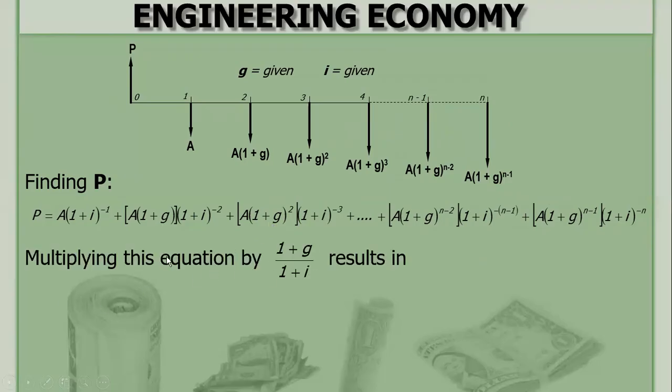Next, we multiply this equation by 1 plus G over 1 plus I. The result would be this one. For all the terms, mag-add ta og 1 sa exponent of 1 plus G. So this one is 1 plus G. For this one, ma-square na nila. Ma-cube. Tapos this one, ma-plus 1, so N minus 1 na. This one, plus 1, N na lang niya. Okay? N. This one, N minus 1. Okay, mag-plus 1 man ta.